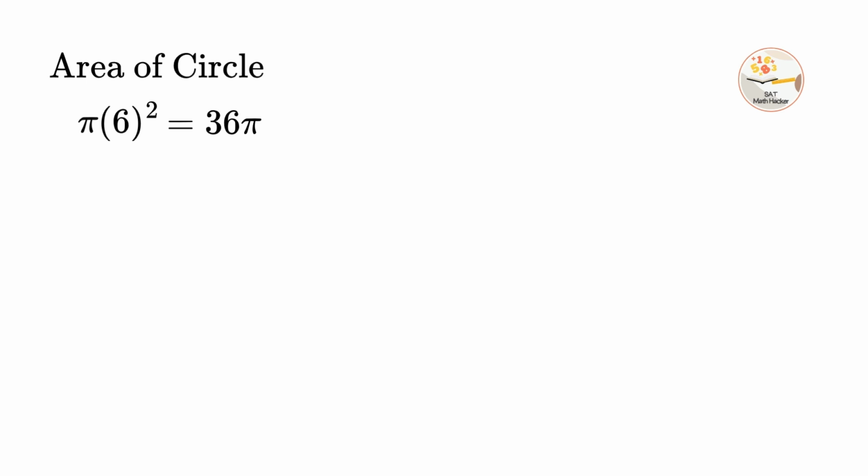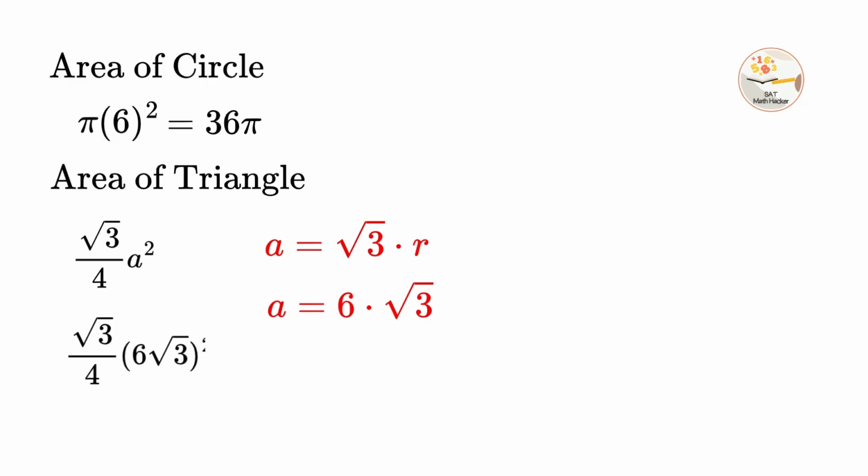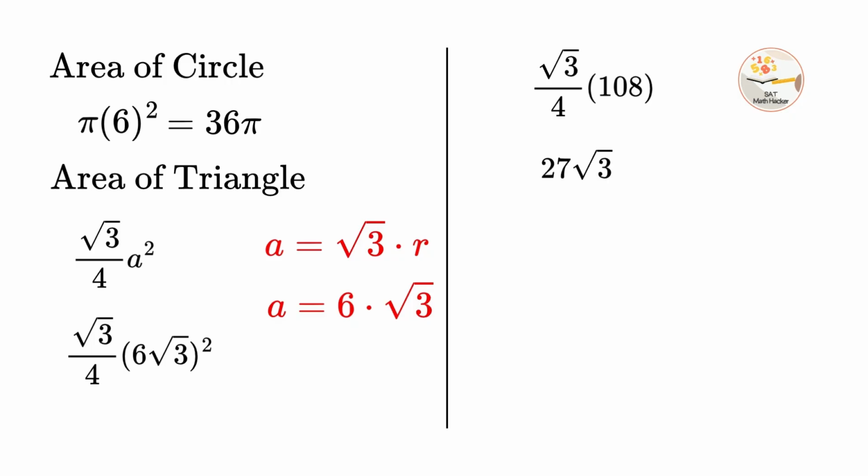Step 2. Find the triangle's area. The formula is square root of 3 over 4 times a squared, where a is the side length of the triangle. For an inscribed equilateral triangle, the side length a equals square root of 3 times the radius, which is 6 root 3. So the area becomes square root of 3 over 4 times 6 root 3 squared. That simplifies to square root of 3 over 4 times 108, which equals 27 root 3.